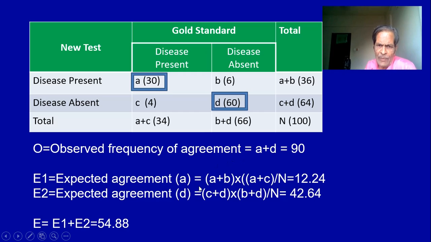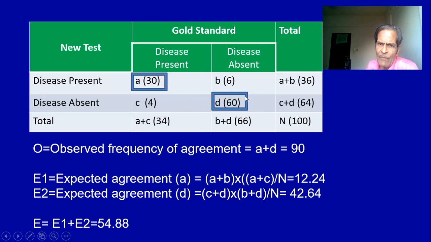So what is the expected agreement? For the A cell, we multiply the row total corresponding to this, which is 36, and the column total corresponding to this value. So 36 multiplied by 34 divided by 100. 36 is A plus B, 34 is A plus C, and divided by 100. So 12.24 is the expected agreement for this cell.